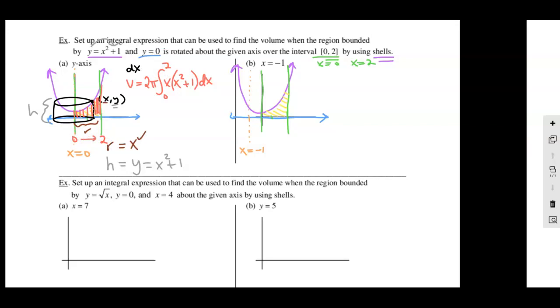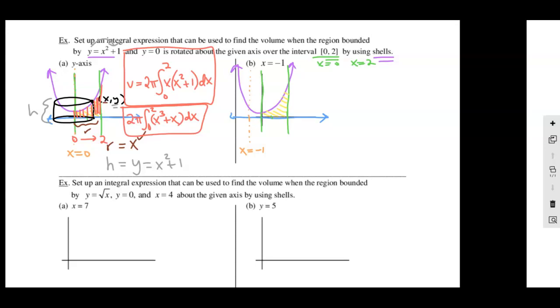Okay, and that would be a perfectly good answer. You don't necessarily have to do anything else if you wanted to. Since that one's pretty easy to simplify, we'd have the 2 pi, 0 to 2, you could have x cubed plus x. Like that would be the same thing. That's an equally correct integral, but it doesn't matter, right? You could leave it as the r times h, or if you want to multiply it out, that's fine. Either one of those is correct.